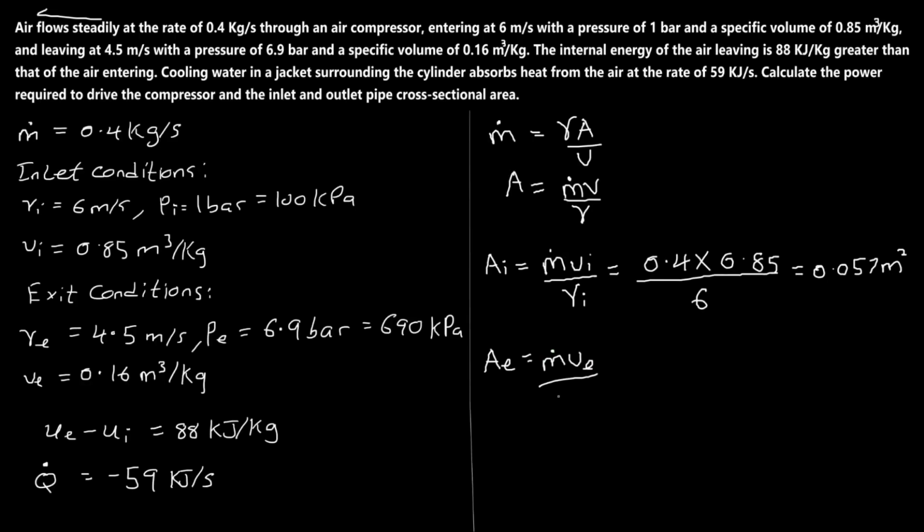And we do the same for the exit, so we obtain the cross-sectional area at the exit as 0.014 meters squared. You can always use dimensional analysis to check whether your units correspond or there's some conversion you need to do.